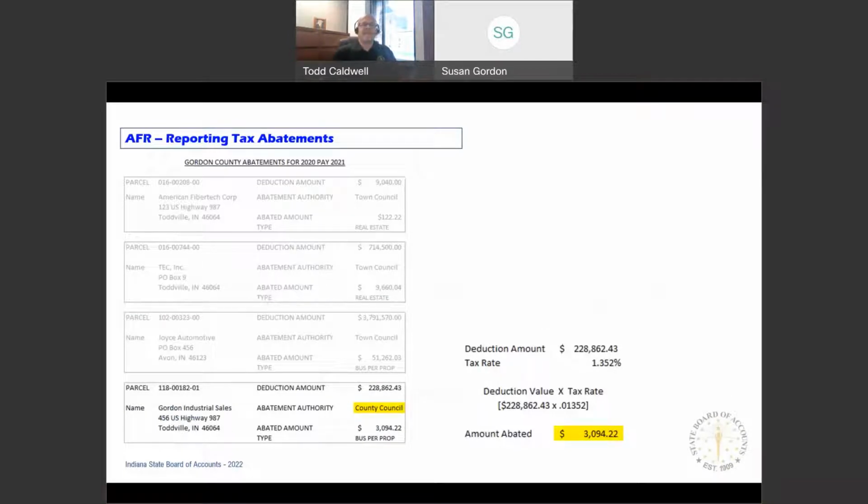Now this bottom one isn't one that your council approved or authorized. It was done by the county council. So this one's going to be an indirect abatement. It was for Gordon Industrial Sales. The deduction amount was $228,862.43 times the tax rate of 1.352%, gets you to an abated amount of $3,094.22.